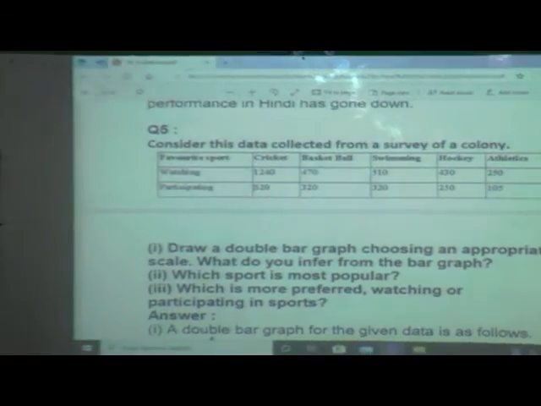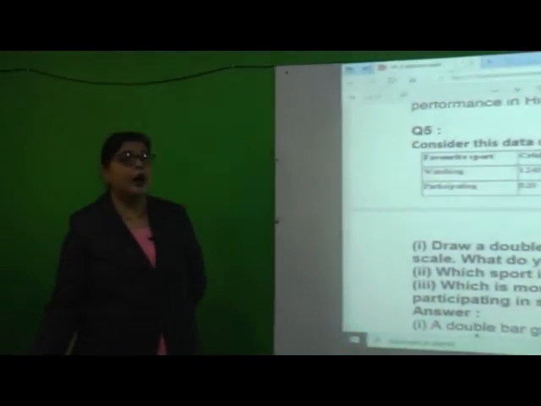My dear students, please try to solve question number 5 on a graph paper. I had already explained in short. In the previous question we had learned how to draw a double bar graph. Here it is very similar. Data is given to us. The only difference is that where we had marks, here we have the number of participants and the number of people who are watching the sports.